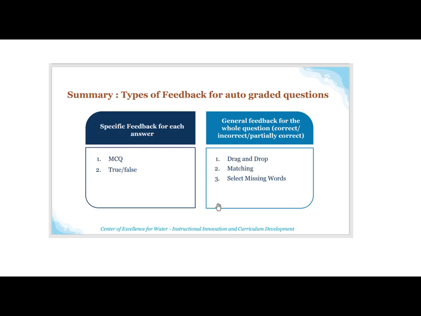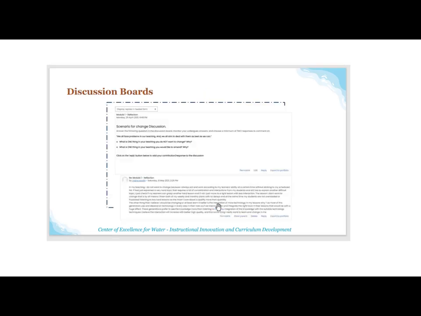Here is a summary of the types of feedback for auto-graded questions. Specific feedback for each answer for the types MCQ, true or false, and general feedback for the whole question, for drag and drop or matching or select missing words. Therefore, there are 2 types of feedback.